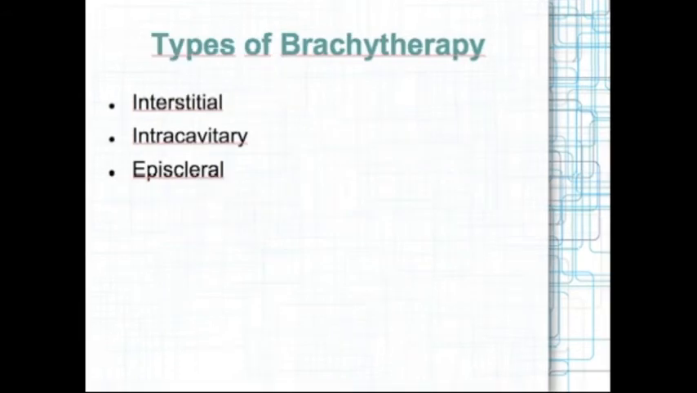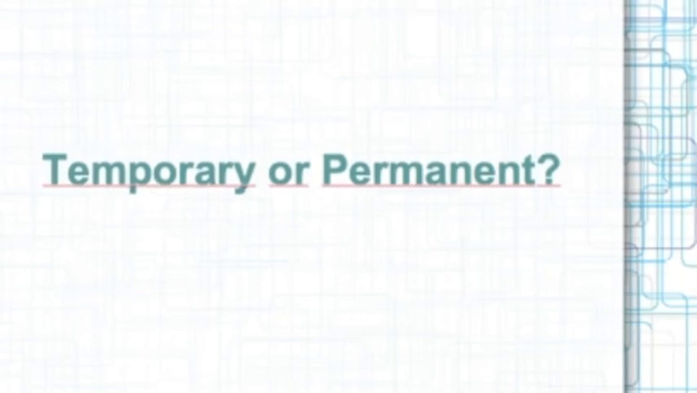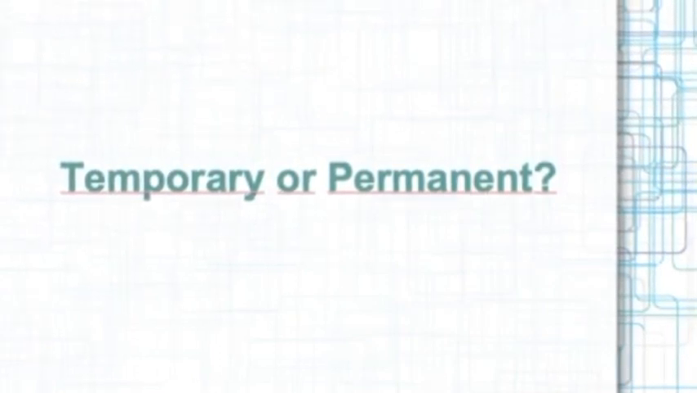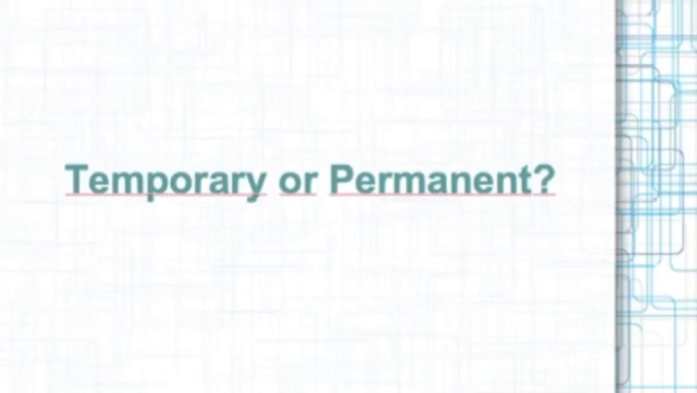There are 3 main types of brachytherapy. First is interstitial, which places a source directly in the tumor tissue. There's also intracavitary, which places the source in a body cavity near the tumor. And there's episcleral, which treats eye melanoma. Brachytherapy can either be temporary or permanent. Temporary is when sources are delivered and then removed after treatment. In permanent, however, sources are sealed in the body and not removed after radiation.